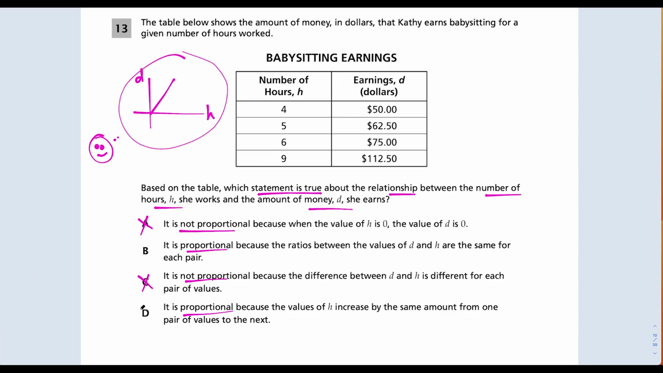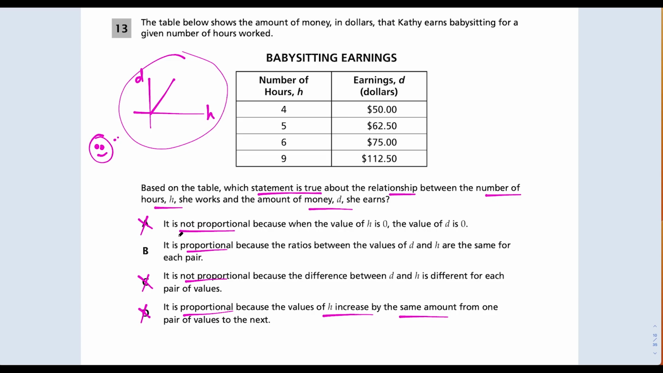Now, the reason why choice D is no good is because if we look here, the values of H increase by the same amount from one pair of values to the next. Well, for one, the values of H are not increasing by the same amount. Notice from 6 to 9 here, it's increasing by 3. But that wouldn't be a valid reason for these points to be in proportion anyway. What we would need is that the value of D increases by the same amount as the values of H increase by the same amount. That would need to be mentioned in this choice for this to be a valid reason. So that's why this one is out.